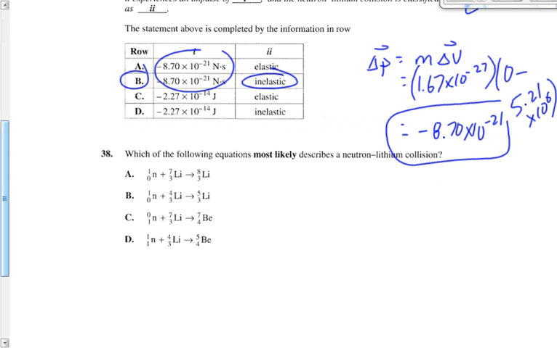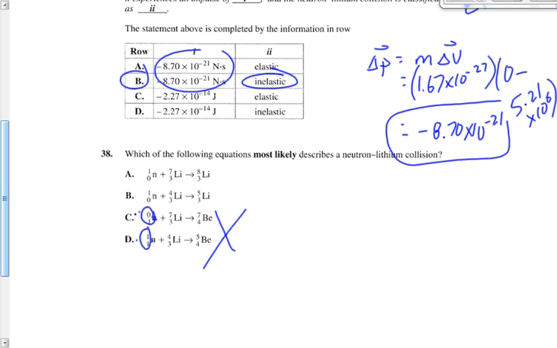Which of the following equations most likely describes a neutron-lithium collision? This one's kind of tough, actually. Hey, tell me which two right now you can eliminate. Tell me which two you can scratch off right away. C and D, how come? Because those are neutrons. 0, 1, that's a positron. 1, 1, that's a proton. They're not neutrons. They have the neutron symbol, but the numbers are wrong. So it's got to be either A or B.